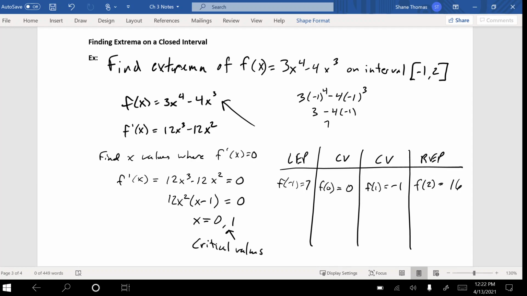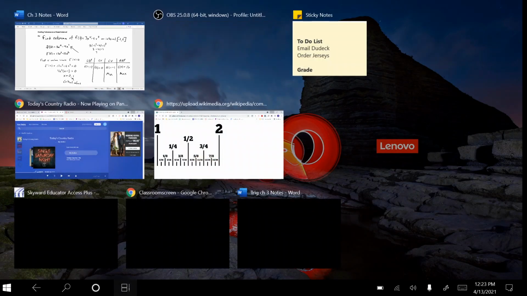So those are the 4 points I just evaluated. Which one's the smallest number? -1. This is my minimum. What's the biggest number? It's at 2. That's 16. That's my max. Done. Kind of cool, wasn't it? That was fun. I enjoyed it.